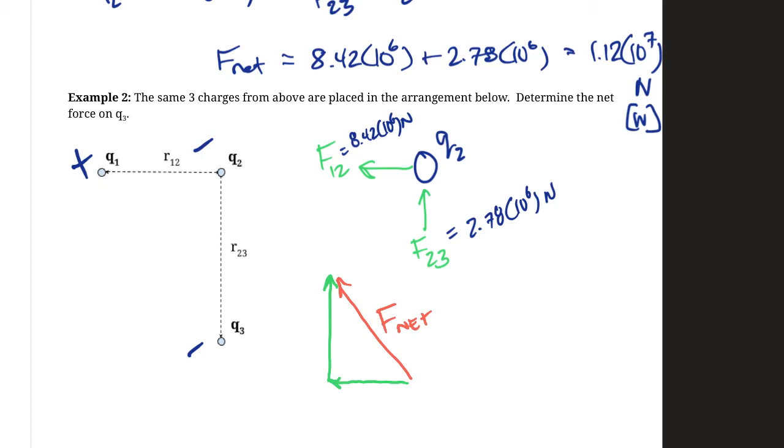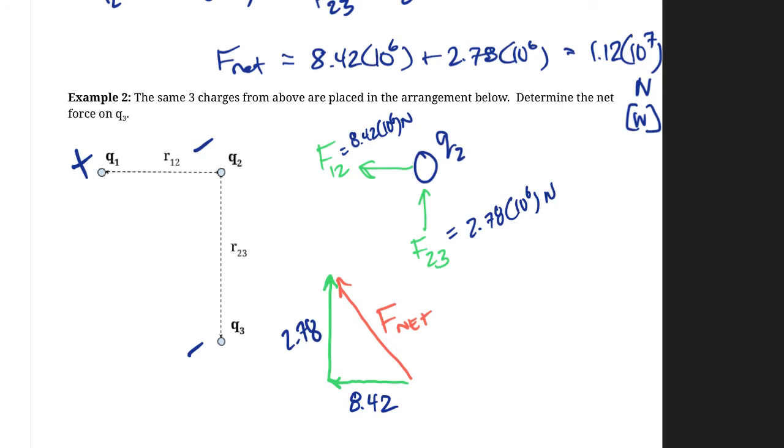So I can actually just sort of assume this is 8.42. This is 2.78, right? We know that they're both times 10 to the 6th, but what that's going to tell us is the answer is going to basically be an answer times 10 to the 6th, and we just have to remember to add that 10 to the 6th in at the end. So for calculation purposes, if you want to leave that out, you can.